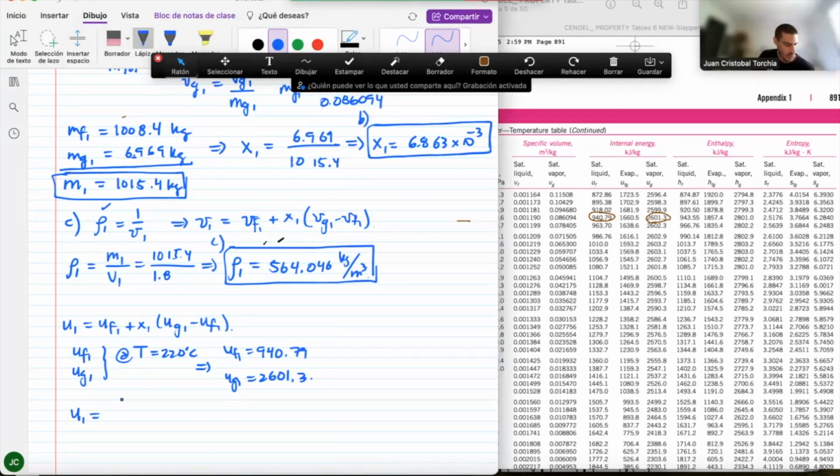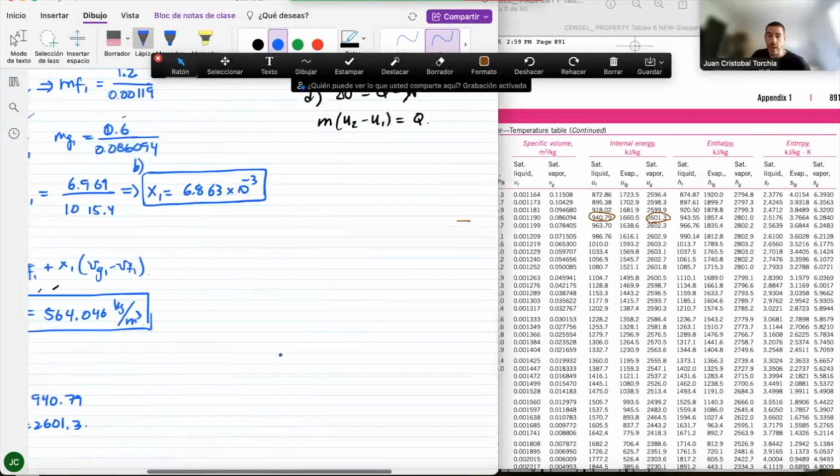So u1 is going to be equal to 952.18, not 952.11, 952.18 kilojoules per kilogram. You need to check if this is correct or not. I haven't found the heat supplied yet, but nonetheless, I have a piece of the puzzle.